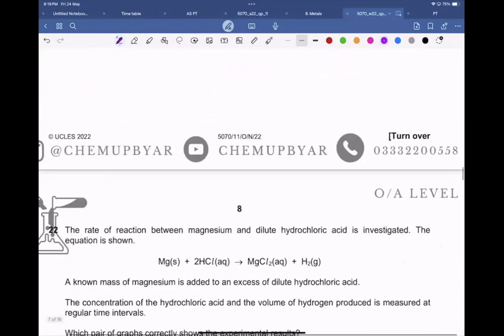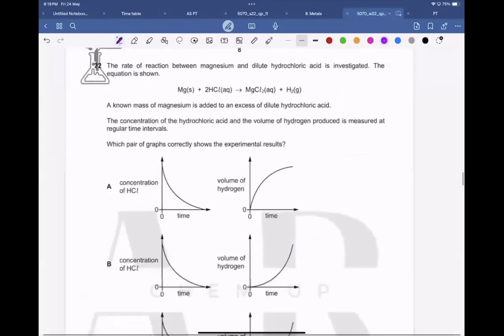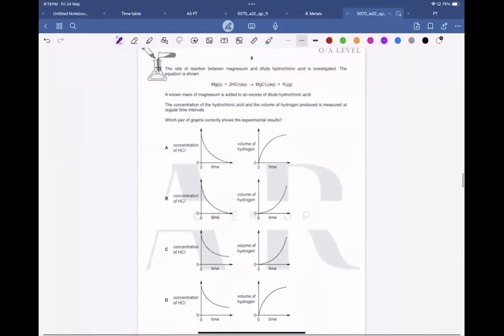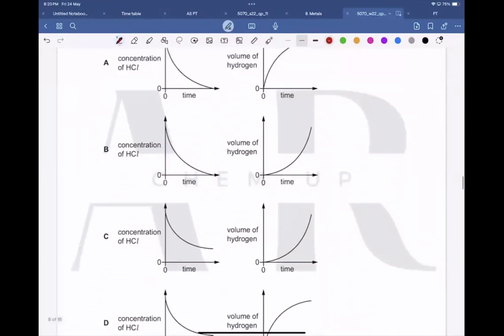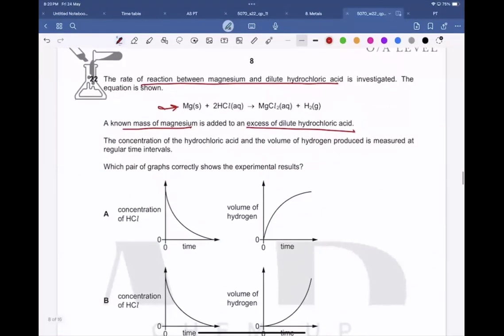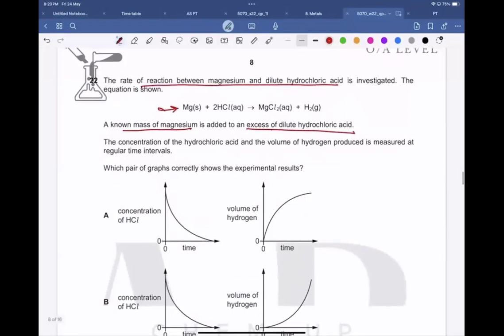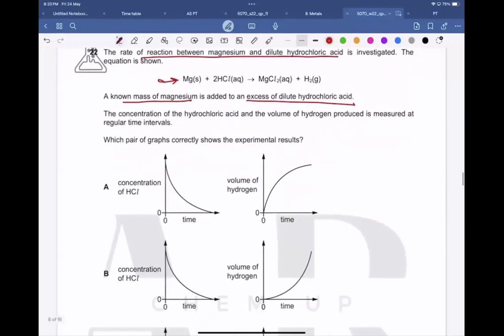Now question number 22. The rate of a reaction between magnesium and dilute hydrochloric acid is investigated. The equation is shown. A known mass of magnesium is added to an excess of hydrochloric acid. See, the hydrochloric acid is in excess. So if hydrochloric acid is in excess, it means some of the hydrochloric acid must be left. Its concentration never goes to zero. So that makes A and B wrong.